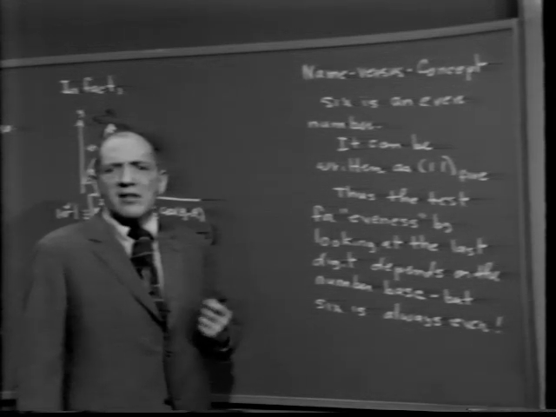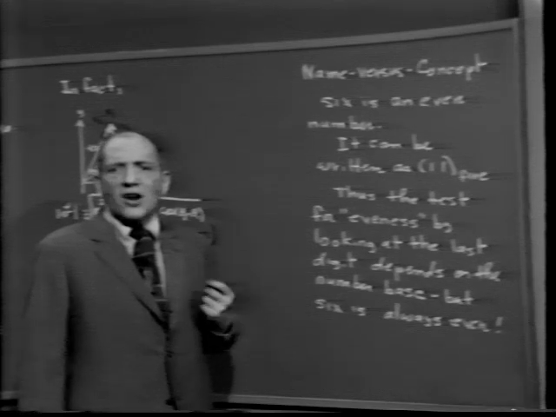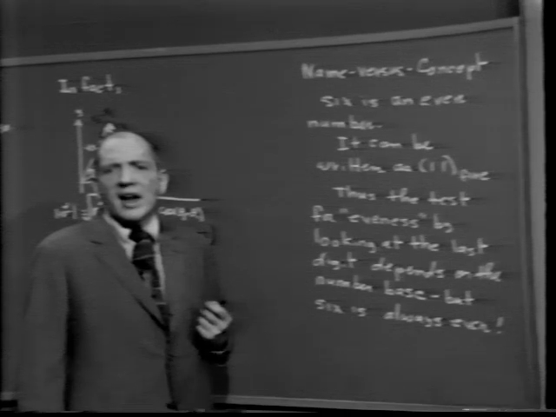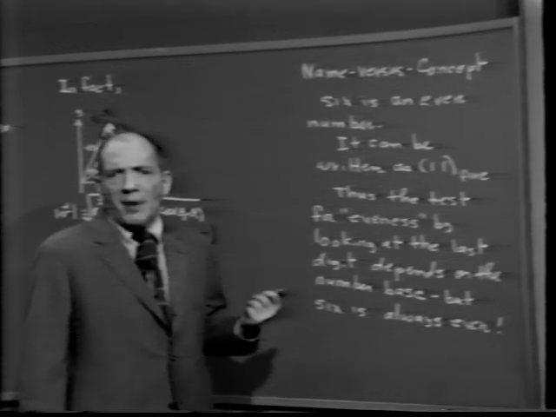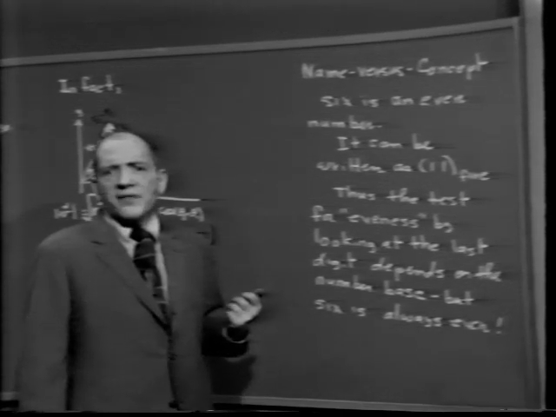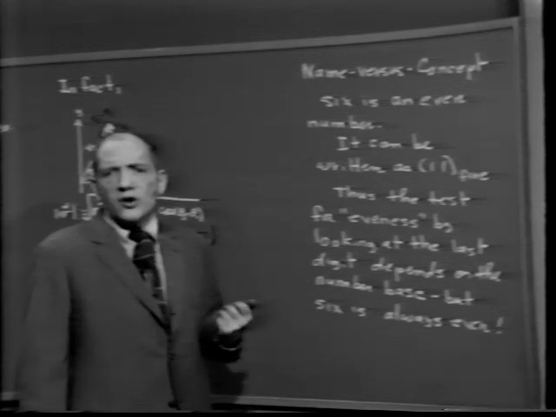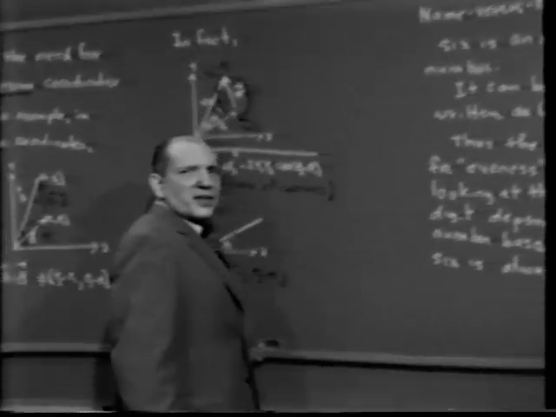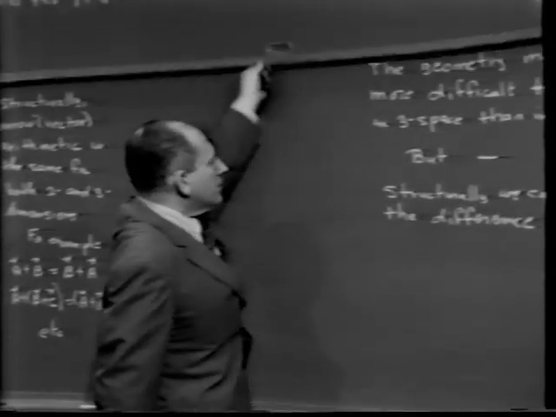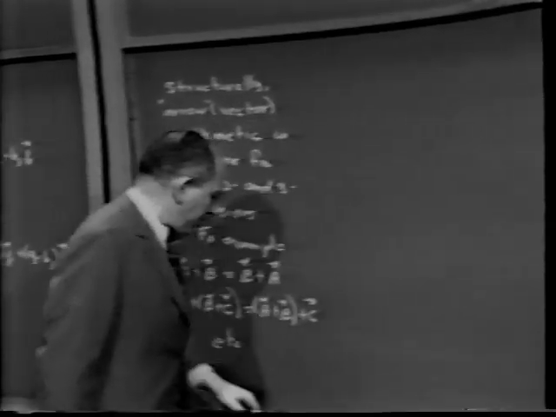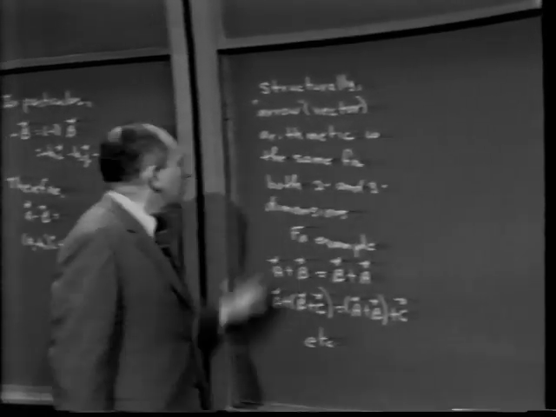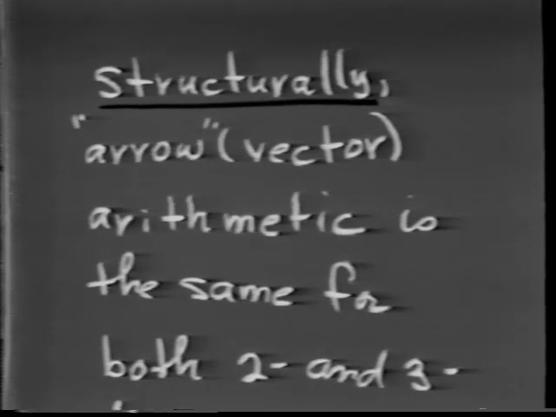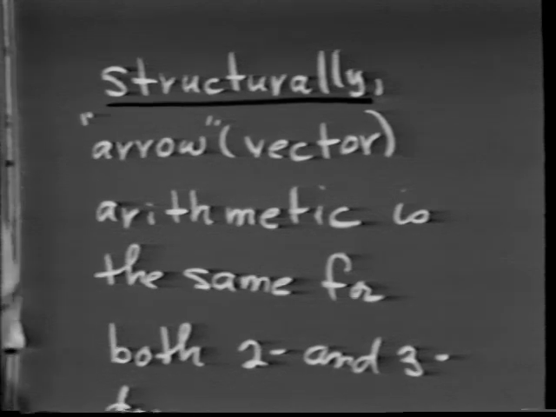The vector properties do not change. The convenient computational recipes do depend on what coordinate system you're choosing, and that's one of the reasons, the same as in part one of this course, why we find it very convenient, whenever possible, to use Cartesian coordinates. And let me just summarize this some more. Structurally, this is very important here. Structurally, arrow arithmetic is the same for both 2 and 3 dimensions.